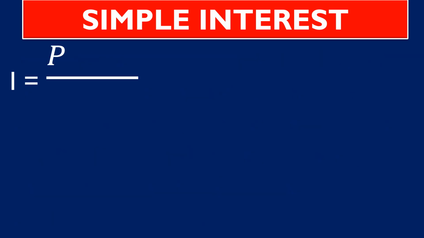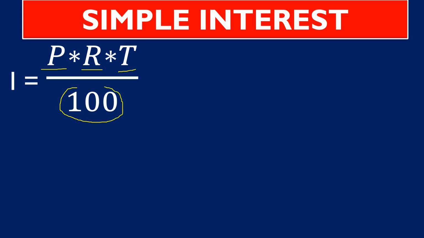So let's look at the formula for finding the simple interest. So the interest is simply principal times rate times time, all divided by 100.